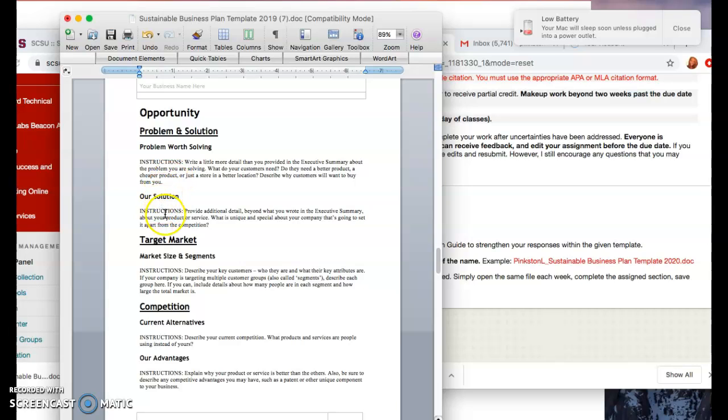Then you talk about your solution, what your business does, how your business is great. All that goes into your solution. Do not put that in the problem discussion. Okay.